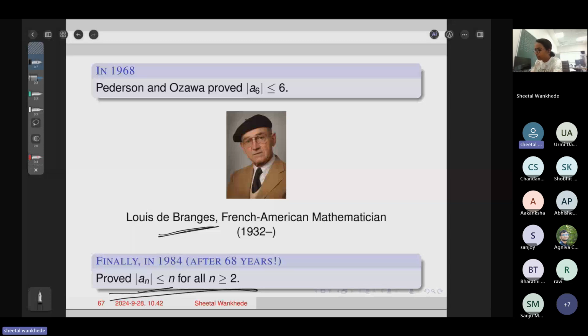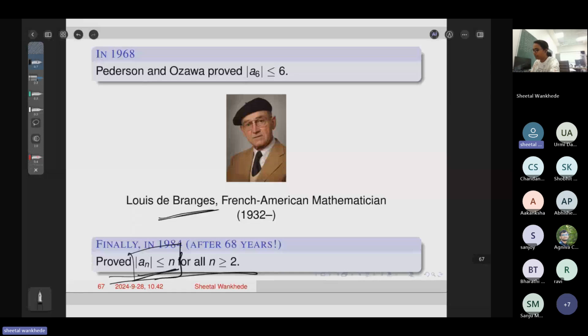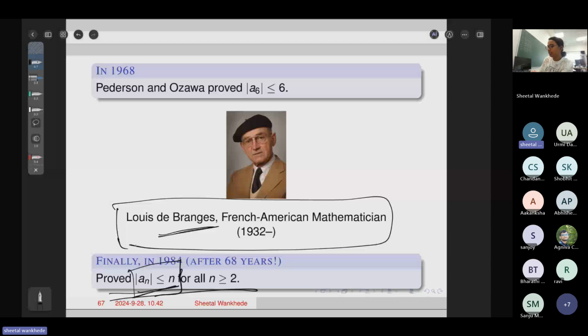And when de Branges was proving this, he developed so many good theories in geometric function theory. So he played a key role in developing geometric function theory. The proof is very lengthy, so I cannot go into it here. When de Branges was trying to prove this, he used so many other theories, like operator theory and fixed point theory, to prove this inequality.